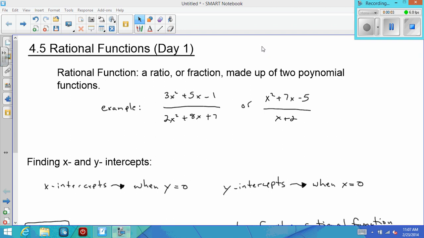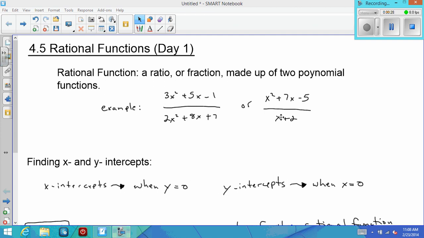4.5 Rational Functions, Day 1. A rational function is a ratio or a fraction made up of two polynomial functions. Here are two examples: 3x squared plus 5x minus 1 over 2x squared plus 8x plus 7, or something like x squared plus 7x minus 5 over x plus 2.